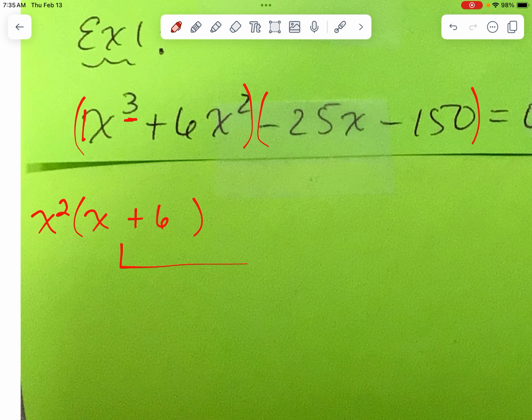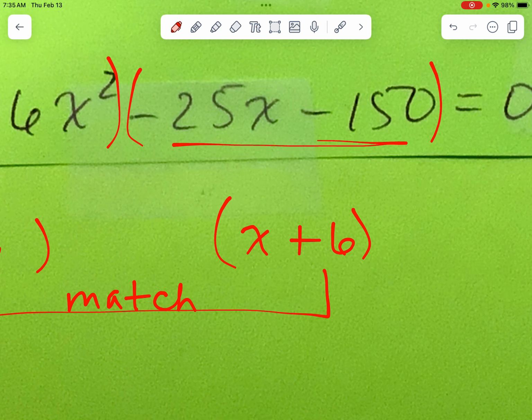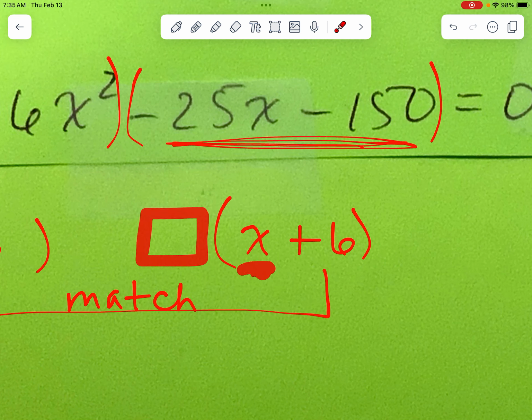So once you get your first set of parentheses, we're going to use it over here. I call this the match. So we're going to use x plus 6 for the second set of terms that we have here. So let's simply ask ourselves, what can we put on the outside right here that we multiply times x on the inside, and that would get us to negative 25x? That would be negative 25.